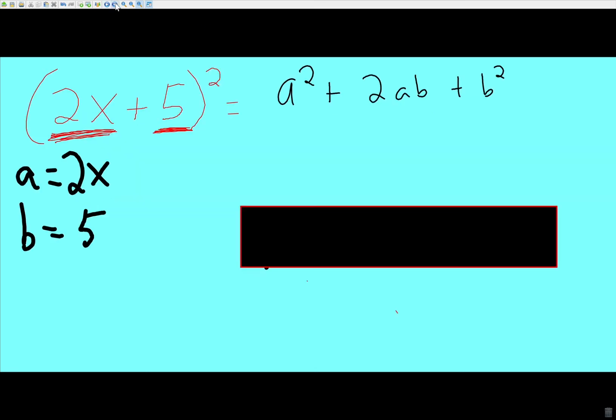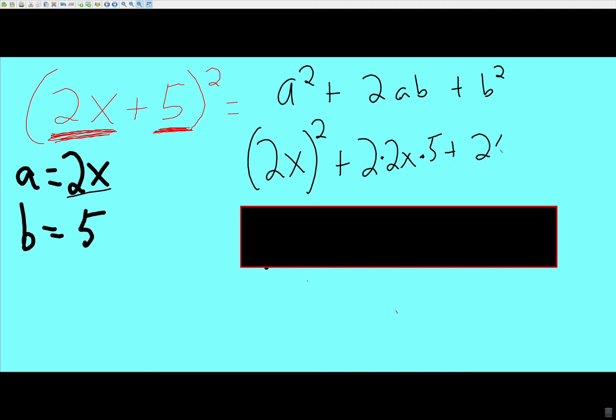Well, let's look at 2x plus 5 squared. All right? So that's 2x plus 5 times 2x plus 5, but we're going to shortcut it here and identify that a is 2x and b is 5. Oh, I need my pen again. So 2x squared is what we're going to say is the first term. All right, 2x times 2x is 4x squared. You know that, right? Now 2 times a, which was 2x, times b, which was 5, so I got the a right here and then 5. All right, and then lastly, plus b squared, plus 5 squared, which is 25.